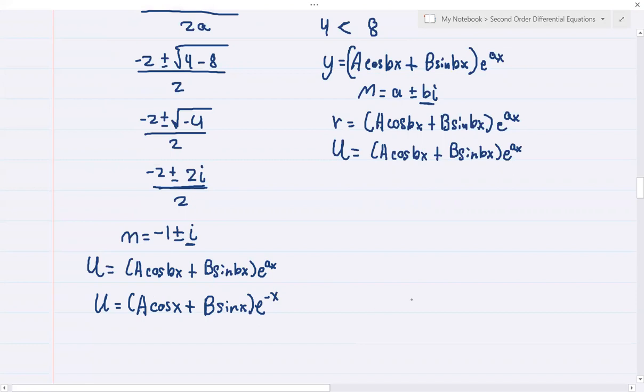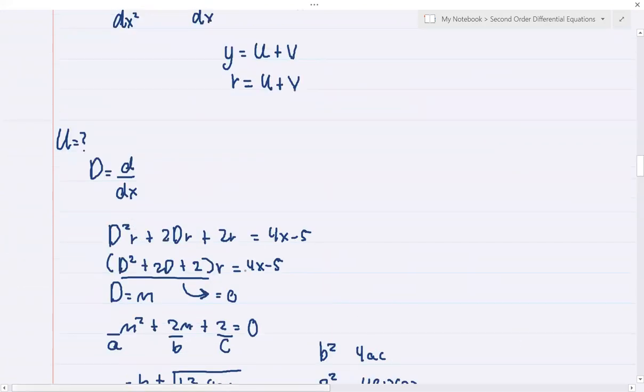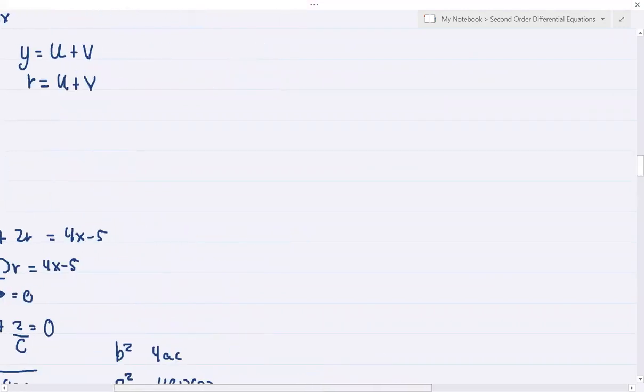And we're not done yet because we need to find your v function. So to find your v function, let me just move here for a moment.